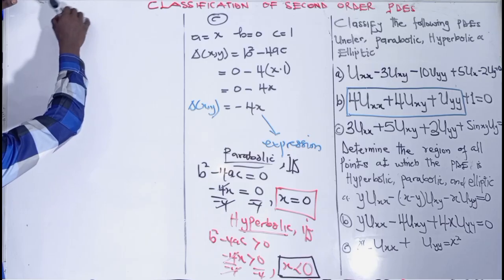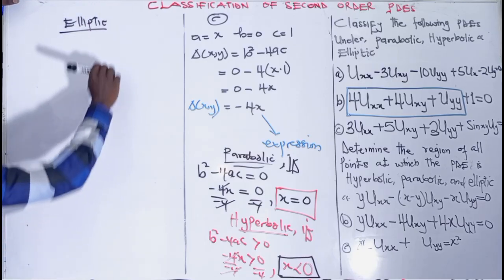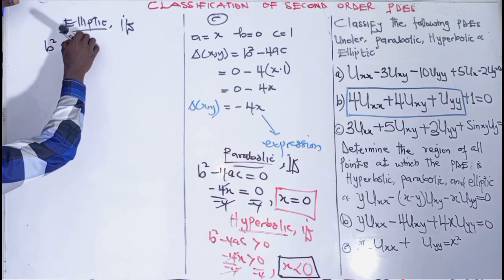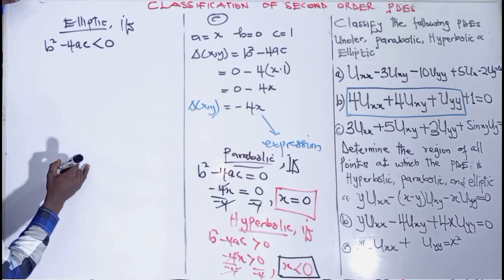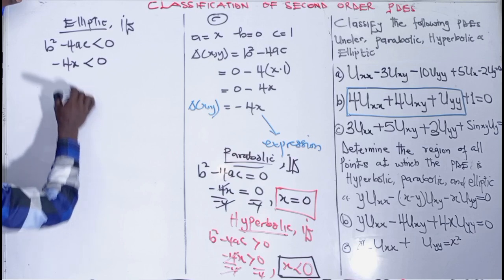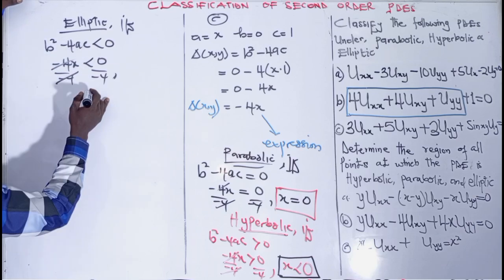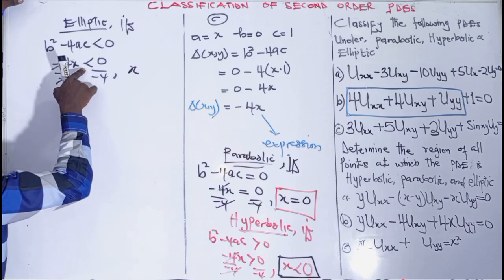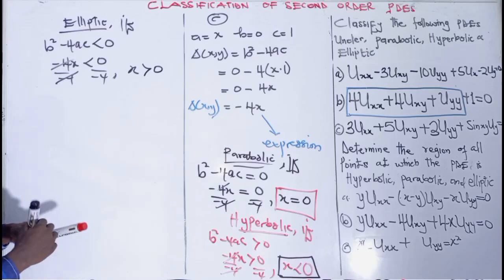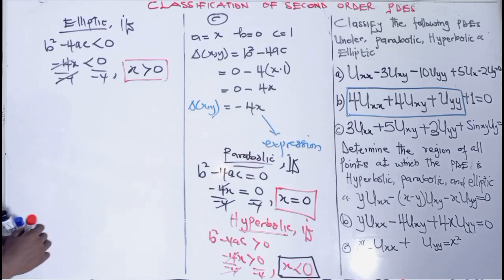Then we move on to the last part, which is elliptic. We say that the PDE is elliptic if the discriminant b squared minus 4ac is less than 0. Here our discriminant is minus 4x, so we have minus 4x is less than 0. Let's divide both sides by minus 4, so this and that will go. We have our x, and the sign will change from less than to greater than 0. So we can say that the equation is elliptic if x is greater than 0.